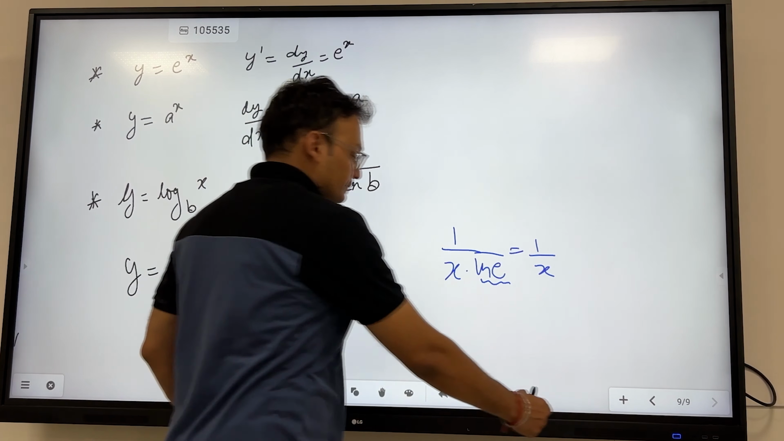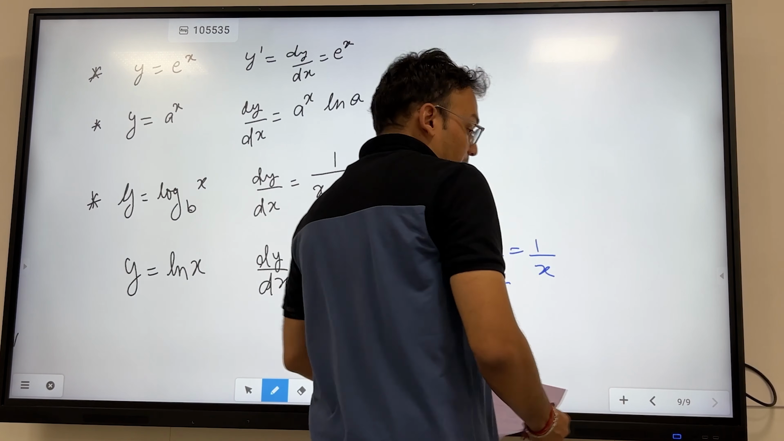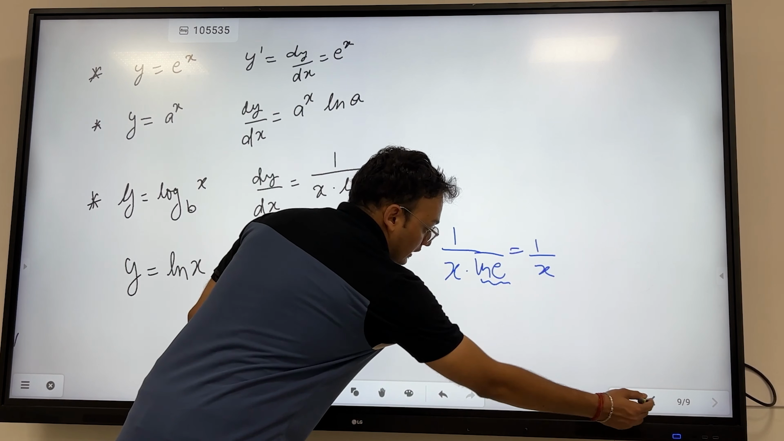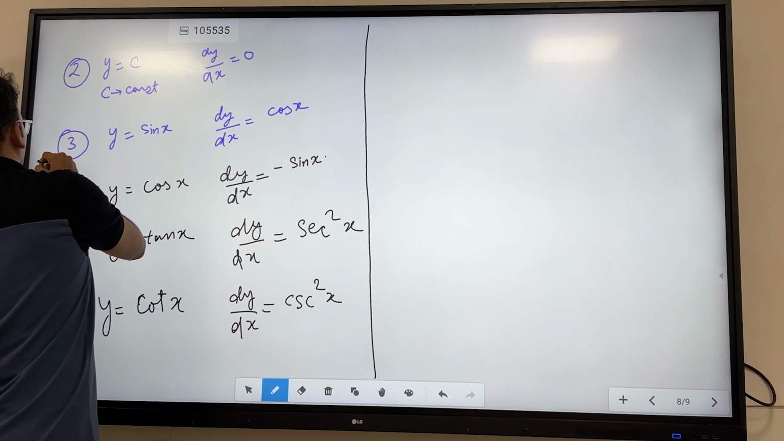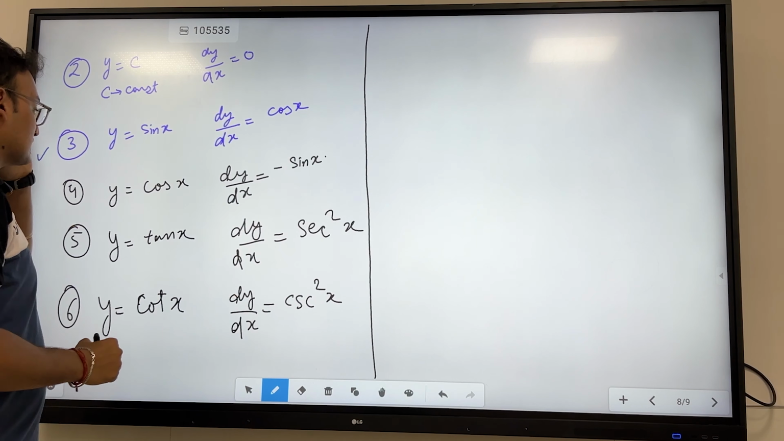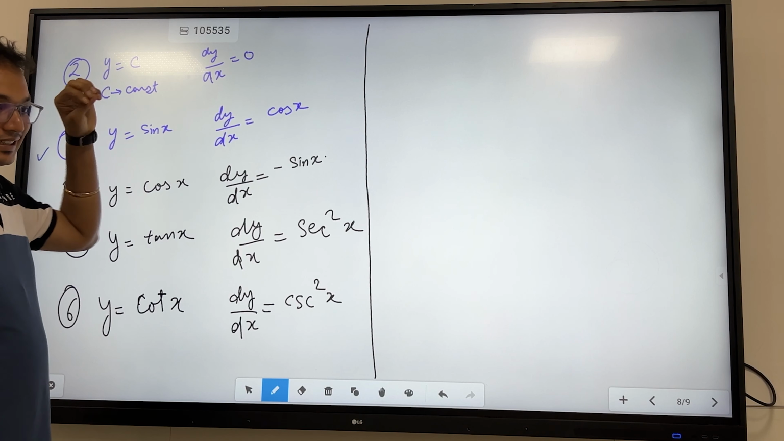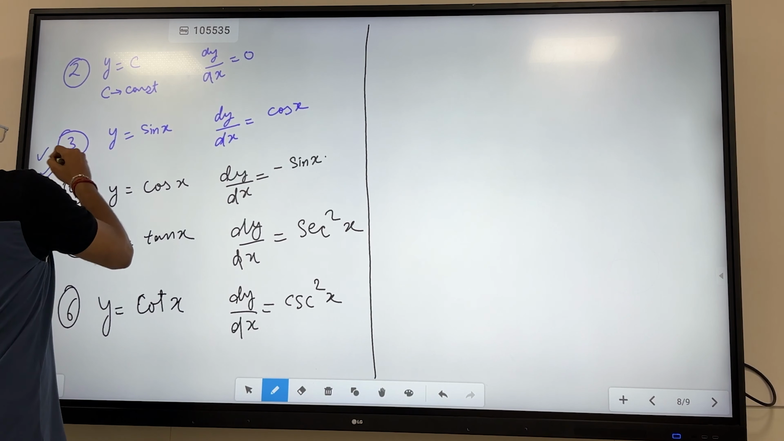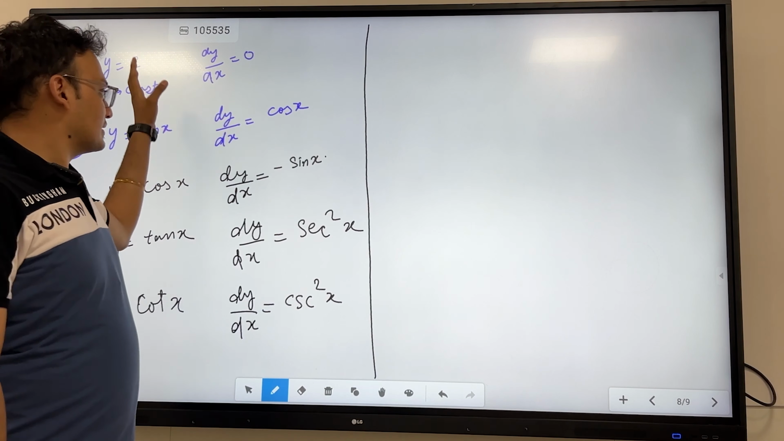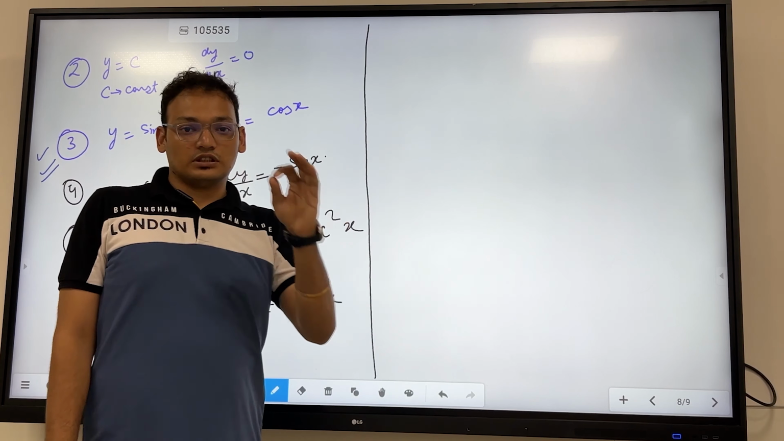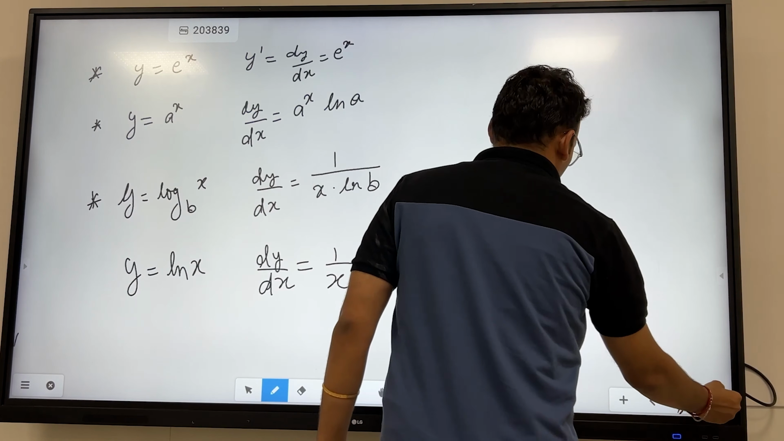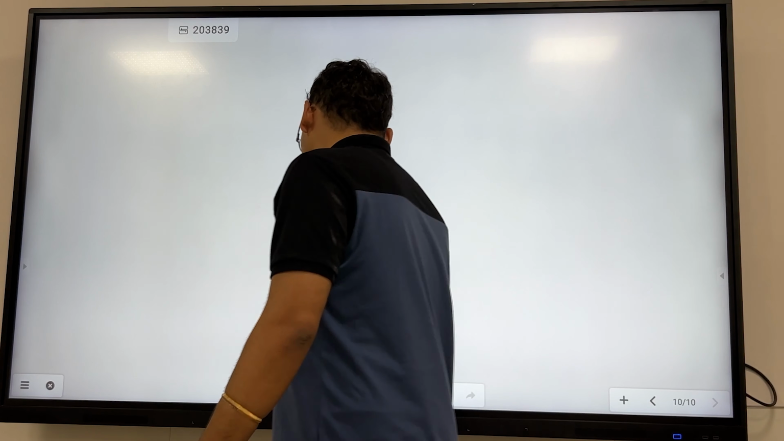Okay. Now you might wonder how this is happening, right? How all these are happening? So let's solve this function y is equal to sin x, whose differentiation is cos x. Let's solve this function and see what we get using the first principle. Right now we only know the first principle, right?